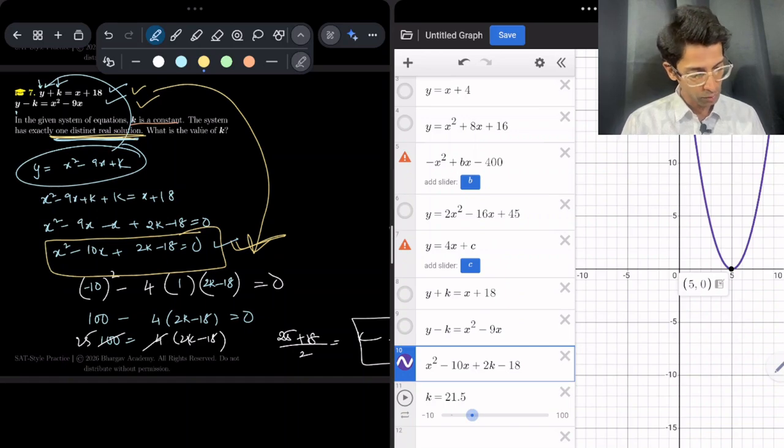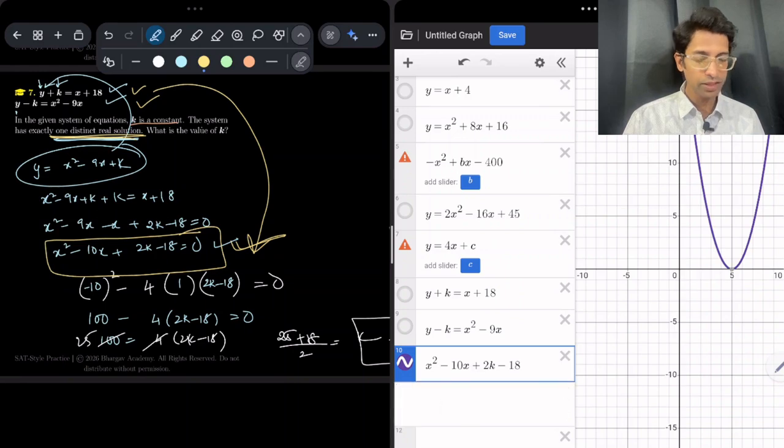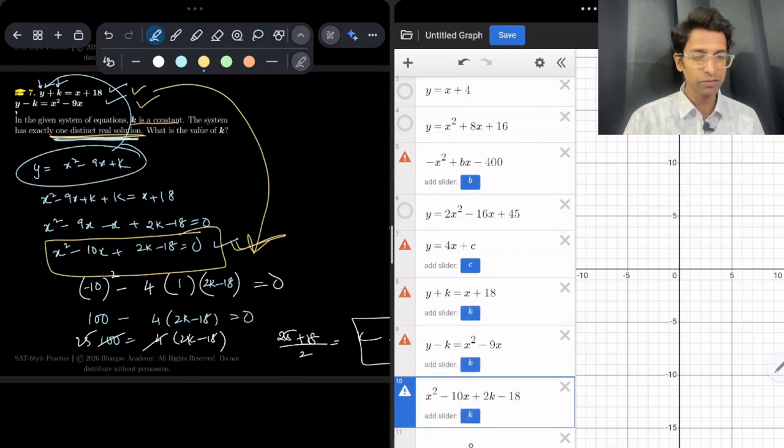So let's go to the next problem, and whenever you type the equations on Desmos, make sure you cross out the slider which I've just shown you, so that whenever you use the value of k again, it does not take the previous value.